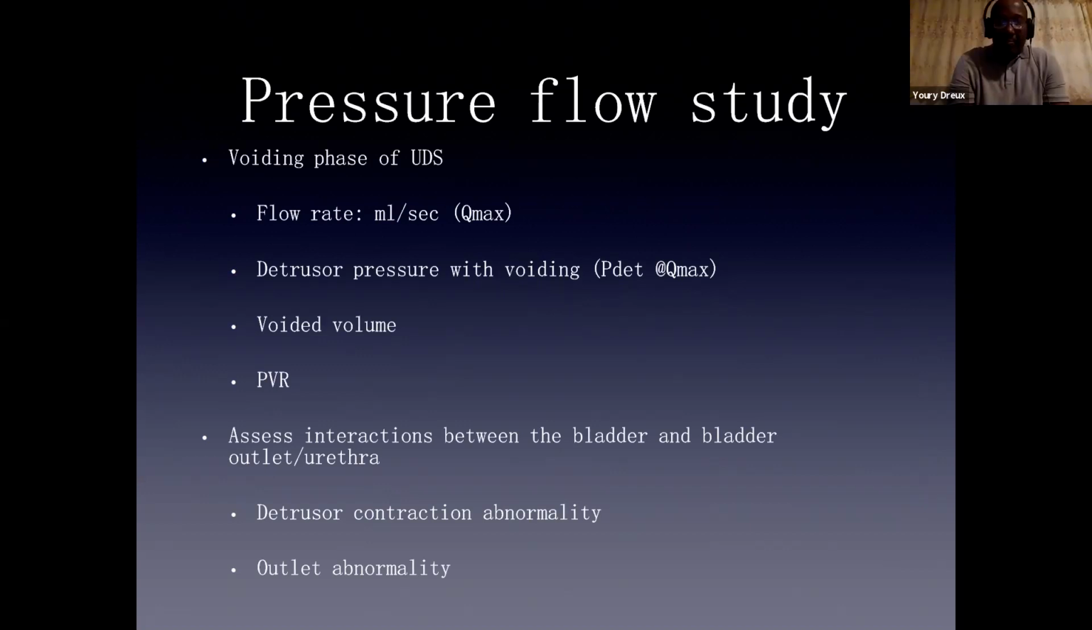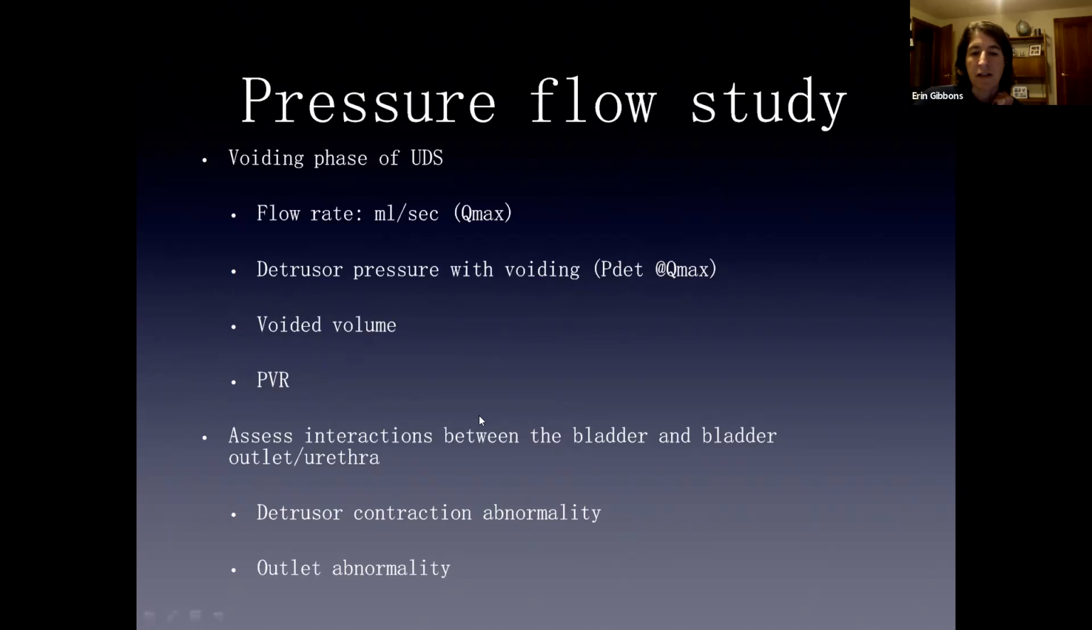Then the second portion of the test, right? So the first portion is the filling, and then the second portion is the voiding phase. So pressure flow studies, similar to our Uroflow, but we're going to get more information because we have the catheters inside. So we'll get a flow rate again, like we did on the Uroflow, but now we're going to have how much pressure the bladder muscle is generating to push that urine out. So our detrusor pressure at our max flow, how much the person urinated, and then usually checking a post-void residual either by a scan or by a catheter at the end.